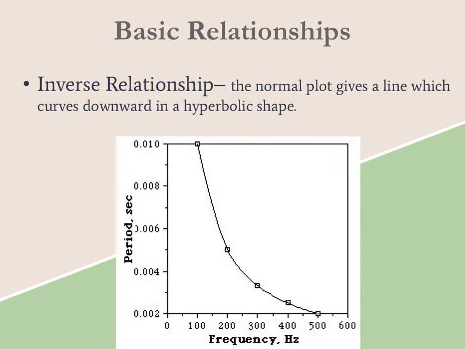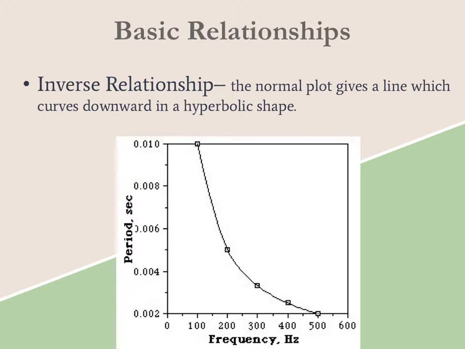So let's start with our next relationship, which is what we call an inverse relationship. An inverse is the opposite, right? It's when one goes up, the other goes down. So in this case, we have period and frequency. As the frequency increases, the period decreases.